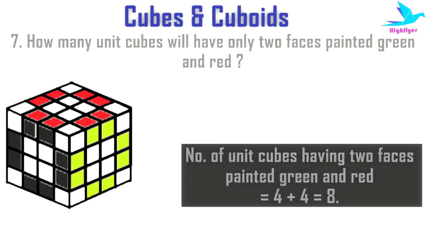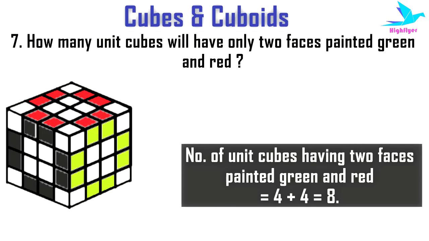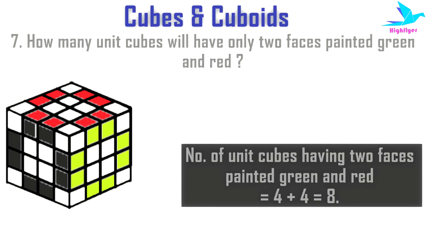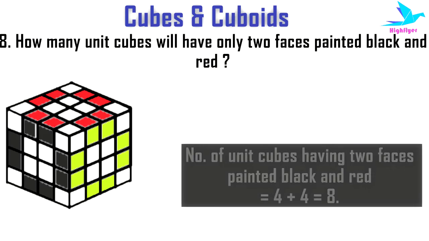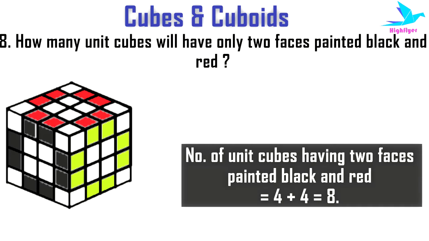Next question. How many unit cubes will have only 2 faces painted green and red? This is also a similar question. The number of unit cubes having 2 faces painted green and red also equals 4 plus 4 equals 8. Next question of similar type. How many unit cubes will have only 2 faces painted black and red? Here also the number of unit cubes having 2 faces painted black and red equals 4 plus 4 equals 8.